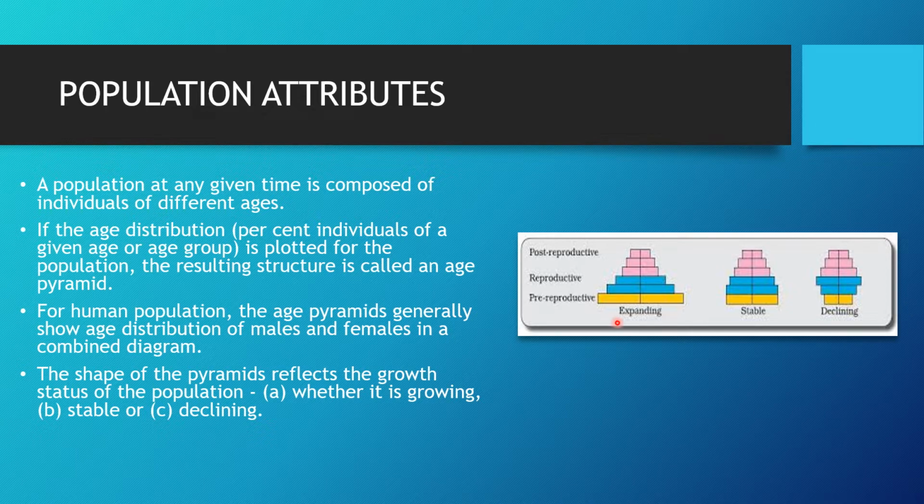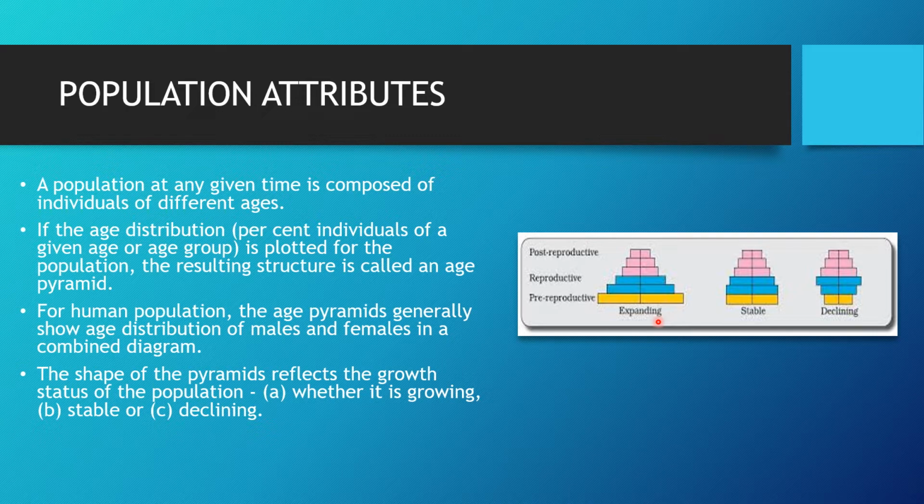In the first one, you can see the number of pre-reproductive individuals is very large. Reproductive individuals are moderate in number and post-reproductive individuals are fewer. This type of population shows rapid increase. An example for an expanding population is the population of India.